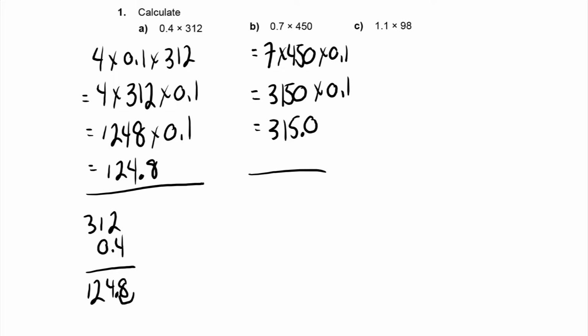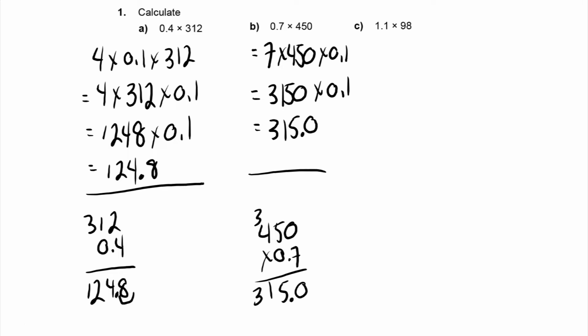Doing it the other method, 0.7 times 450. 7 times 0, of course, is 0. 7 times 5 is 35. 3 to carry. 7 times 4 is 28. Plus 3 is 31. Look at how many decimal places. There's just one decimal, so we move the decimal place one to the left.